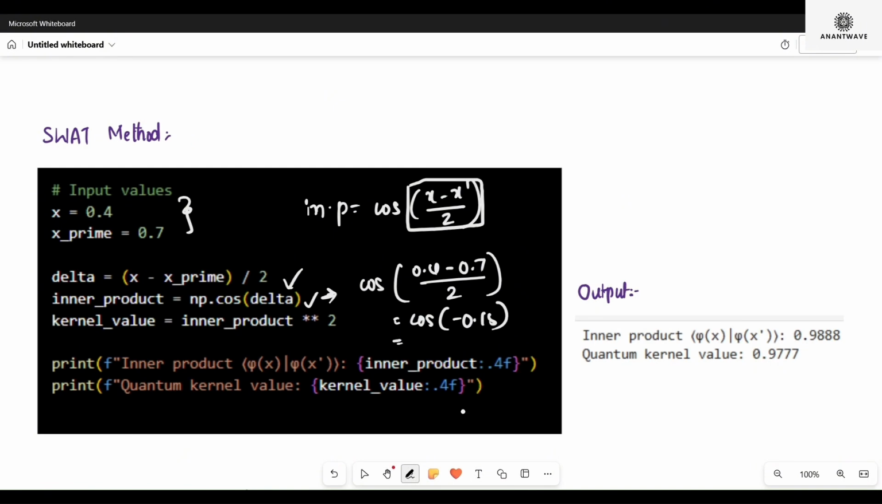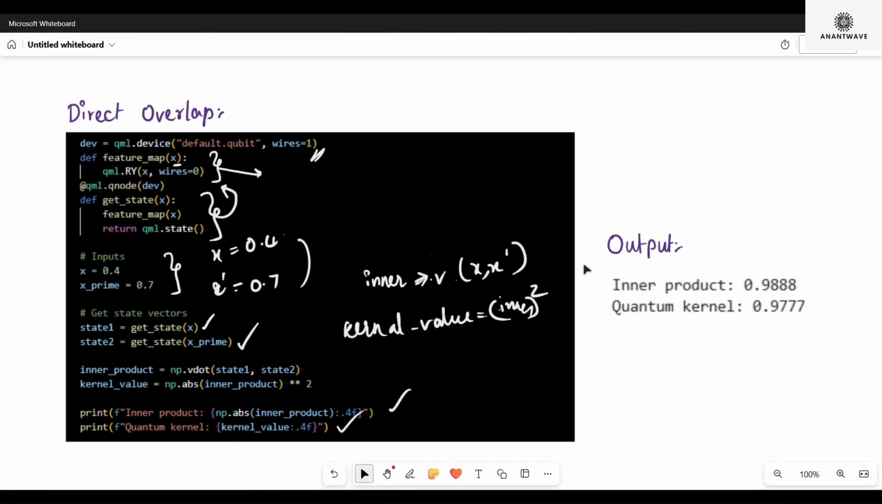The value here will be 0.988. And then for the kernel value, we just need to square the inner product. The square of the inner product will be 0.977. So the inner product value is 0.988 and the kernel value is 0.977. This can be found out with both the swap method and the direct overlap method. We'll get the same values. As you can see, here the inner product value is the same as the direct overlap method.